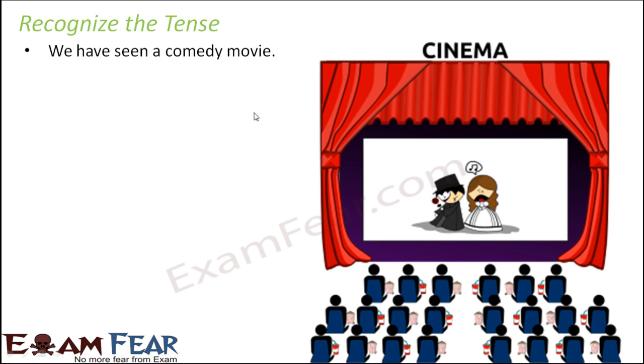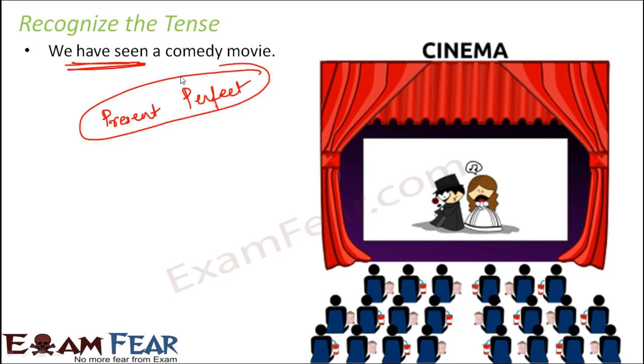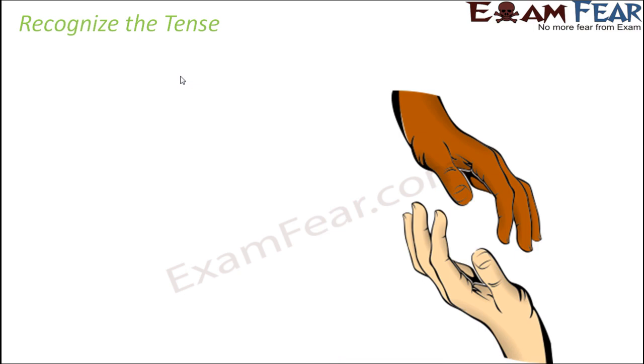We have seen a comedy movie. So here, what do you have? We have seen. This is the verb part. So has, have, had is present. So that means this is the perfect form. Now since you have has or have, this is present. So this is present perfect. The next example.